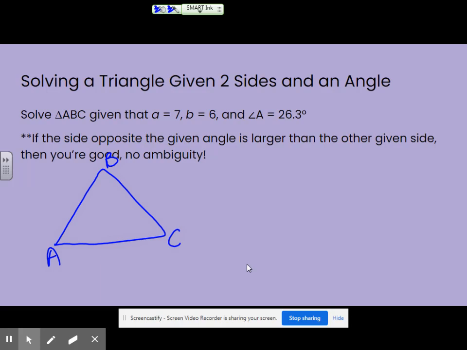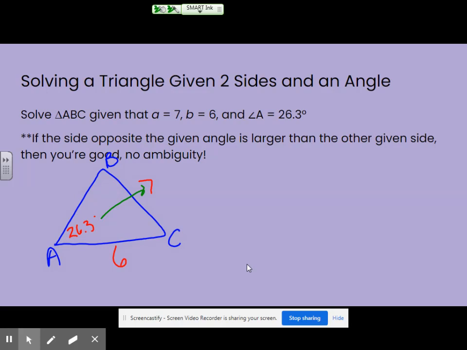I'm given that the angle value of A is 26.3 degrees. The opposite side is 7, and the side opposite from angle B, which we don't know, is 6. If you read ahead, you'll probably see my little star note. If the side opposite the given angle is larger than the other given side, you're good. There's no ambiguity. Looking at our specific example, I see I will always have one pair of angles and sides that match up for our law of sines, law of cosines. Otherwise, we can't really do it.